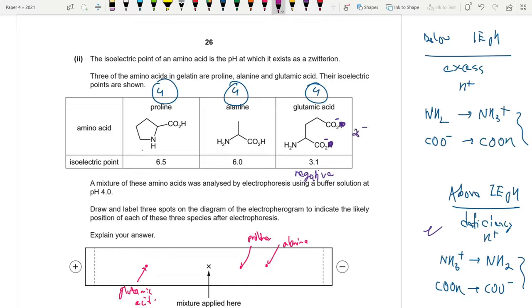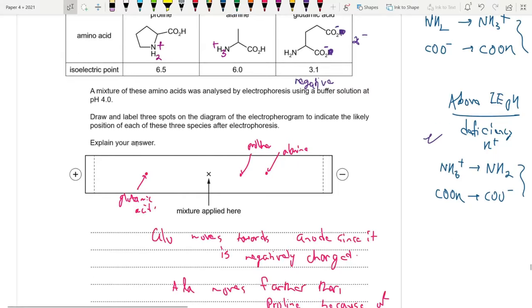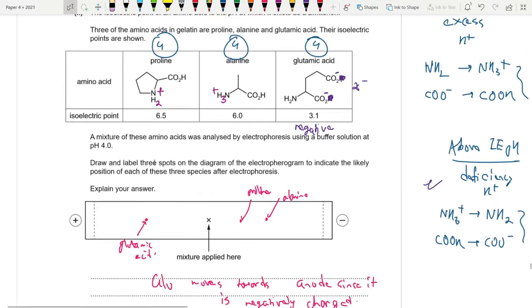Okay, what about alanine and proline? Check this out. Both of them have an isoelectric point which is above the pH used, pH 4. So this is more acidic than their usual isoelectric point, so there's an excess of H plus. So what will happen exactly? CO2H will remain as CO2H. This NH will turn into NH2 plus. This NH2 will turn into NH3 plus. So both of them will have a net positive charge of plus 1. Now, after electrophoresis, since proline and alanine are positive, they will move towards the cathode, the negative electrode, and glutamic acid will move towards the anode.